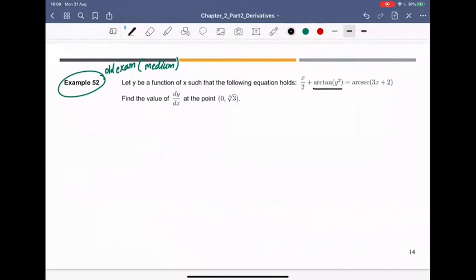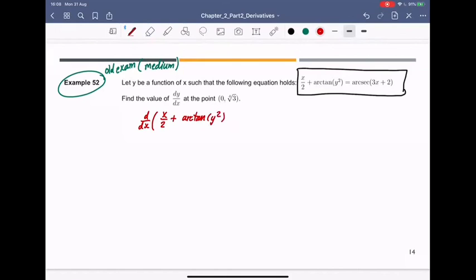So first, of course, when you see this, you need to use implicit differentiation because the given equation is of this form. So you have no way to simplify to y equal to something. It's impossible. So we're going to start by differentiating both sides. All right, and then equal to differentiating that side, arcsec of 3x plus 2.